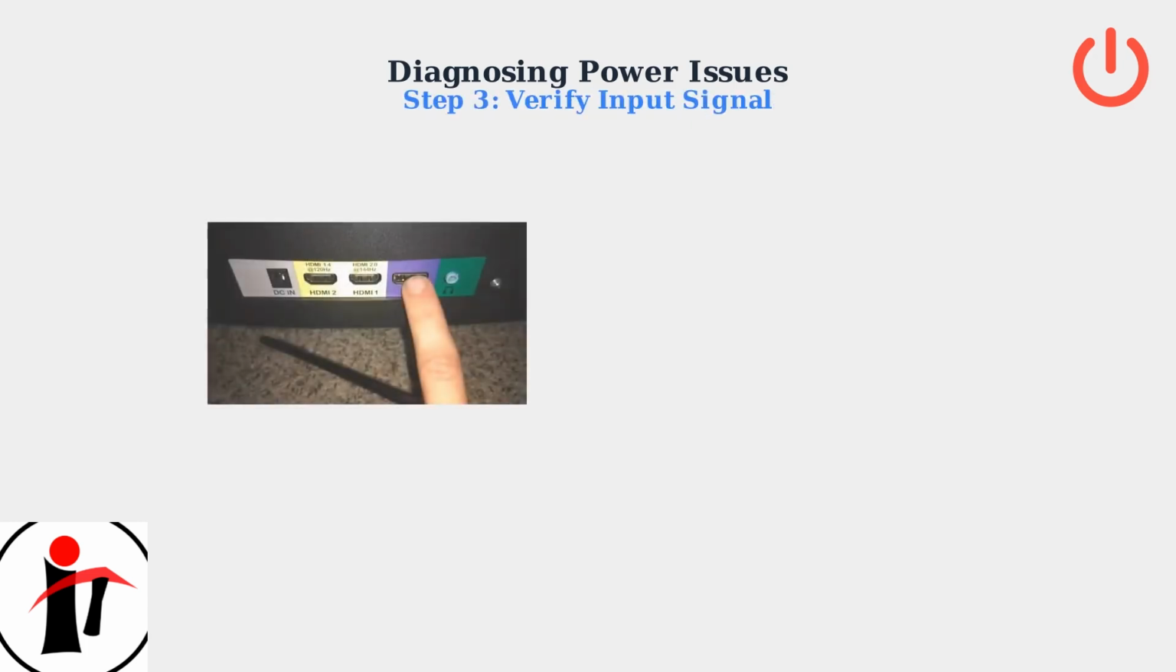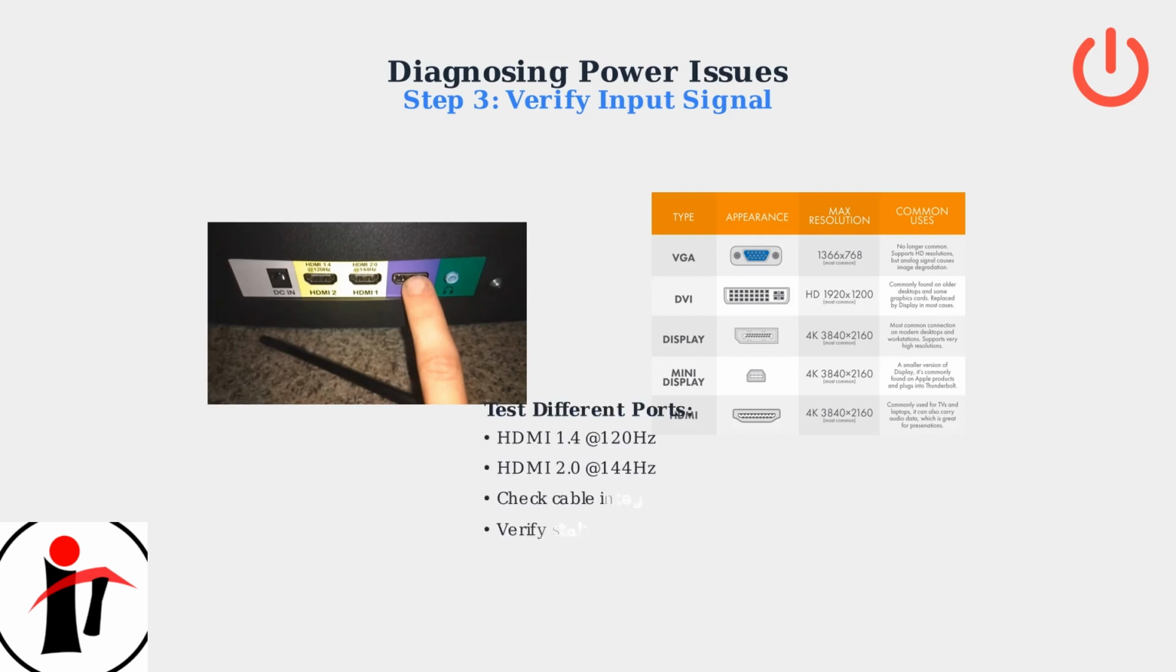Unstable video signals can trigger power cycling. Test different input ports like HDMI 1.4 or HDMI 2.0, check cable integrity, and ensure your source device is providing a stable signal to the monitor.